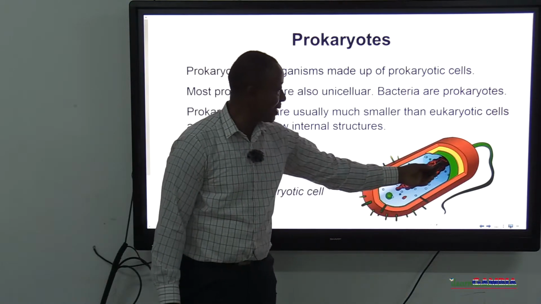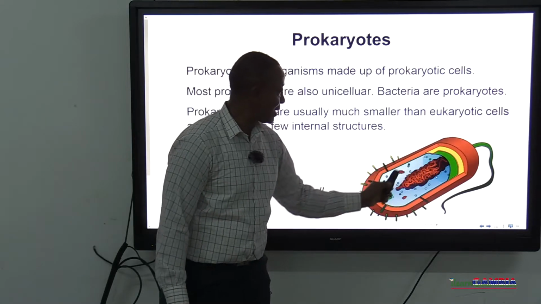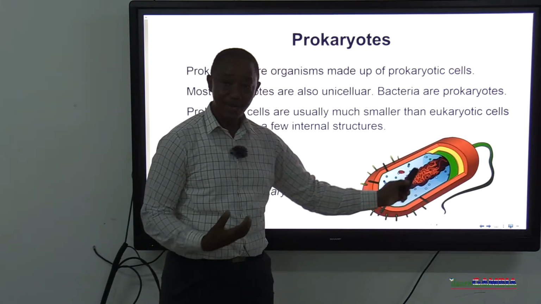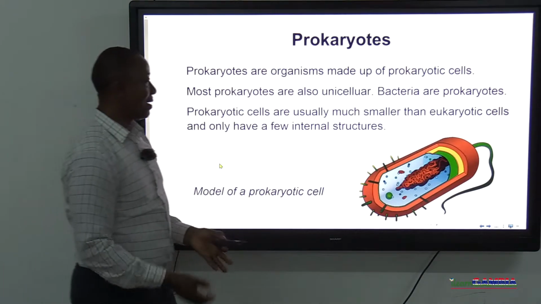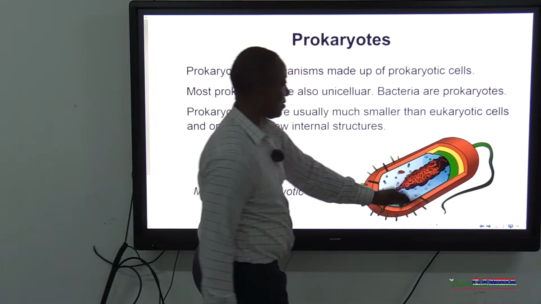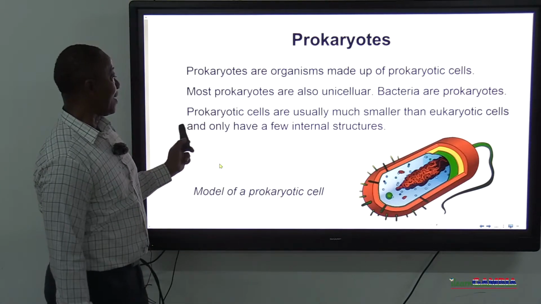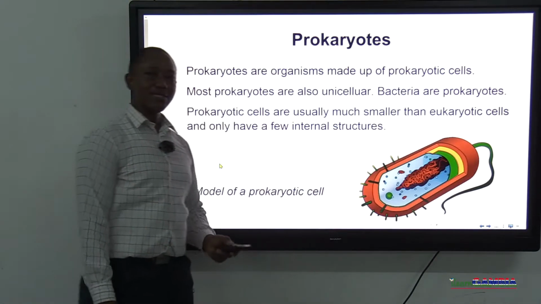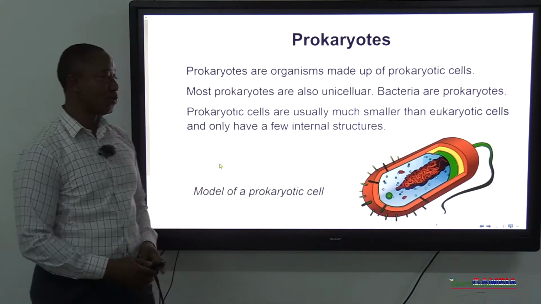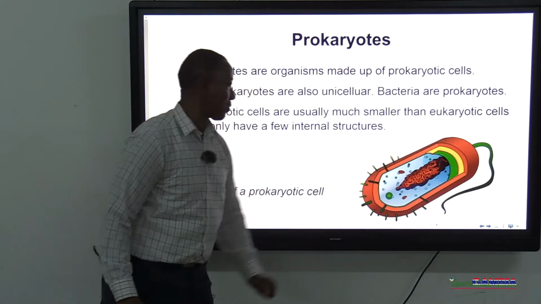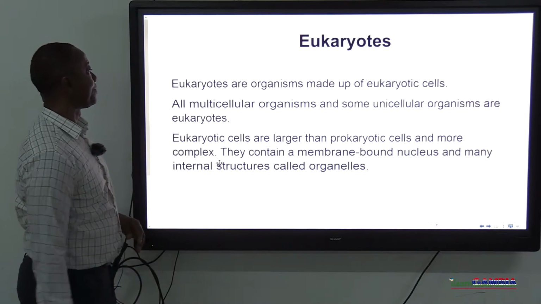This is the nuclear material I was talking about, the DNA or the chromosome, but there is no membrane, which we have been describing, a thin, flexible something that forms a barrier. They don't have that. So the nuclear material is just scattered within the cell there. They are usually much smaller than the eukaryotic cells and only have few internal structures. So usually you will not have a lot of clutter inside. It's just one or two or a few things inside.